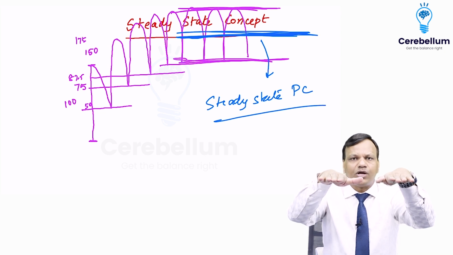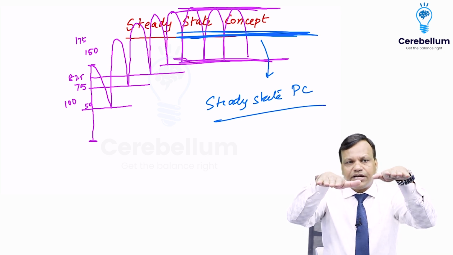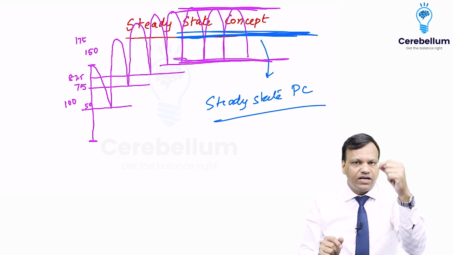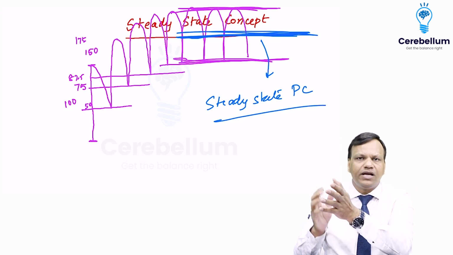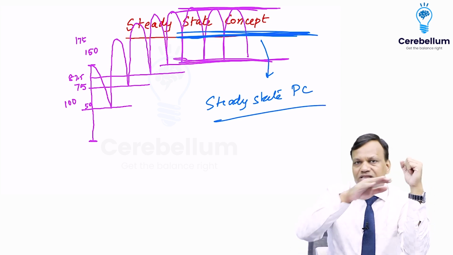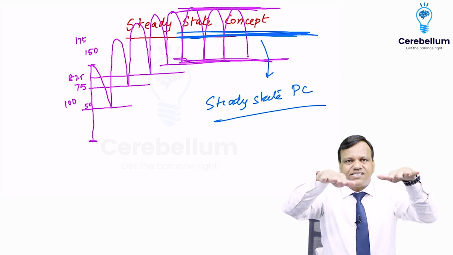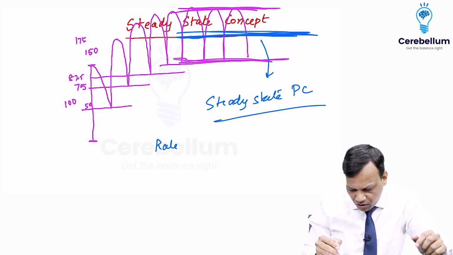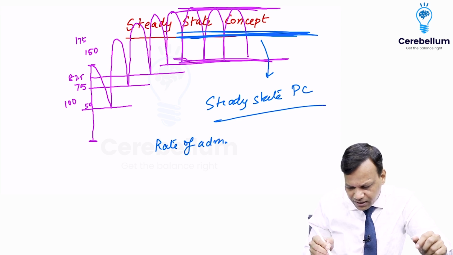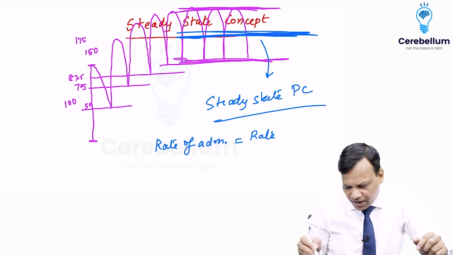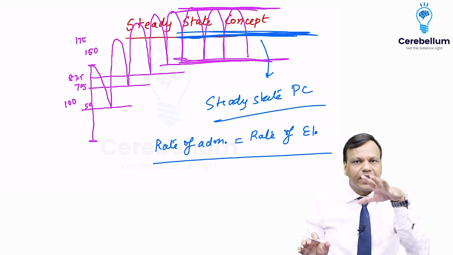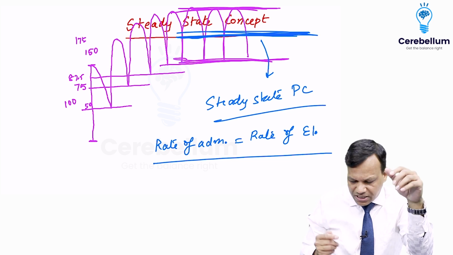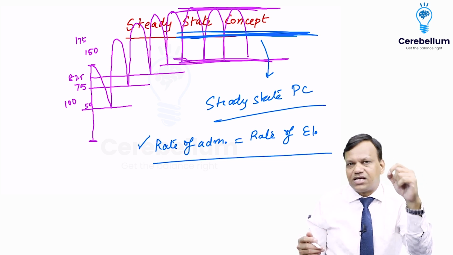After some time, it will become equal. So that means rate of administration is equal to rate of elimination. That means how much drug we have given in 12 hours, the same amount will be eliminated in 12 hours. So the net amount in the body will become constant. So that state is known as steady state. So what is steady state? It is a state where rate of administration of a drug is equal to rate of elimination of a drug, or in simple language we can say plasma concentration is stable. It is steady. So that state is known as steady state plasma concentration.